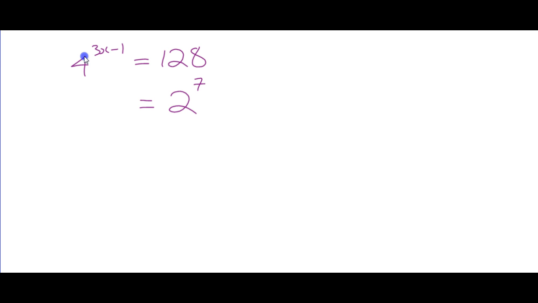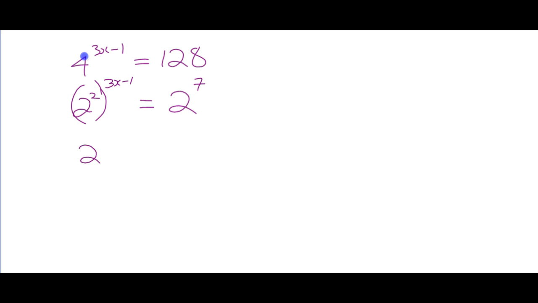Now, what are we going to do with the 4? We're going to write it as a power of 2. So 4 is equal to 2 to the 2. But the 4 is raised to the exponent 3x minus 1. So we rewrite the 4 with the base of 2, as 2 squared, and rewrite 128 with a base of 2, as 2 to the 7. Using power to a power, what do we do with these exponents? So I get 2 to the power of what? 6x minus 2.